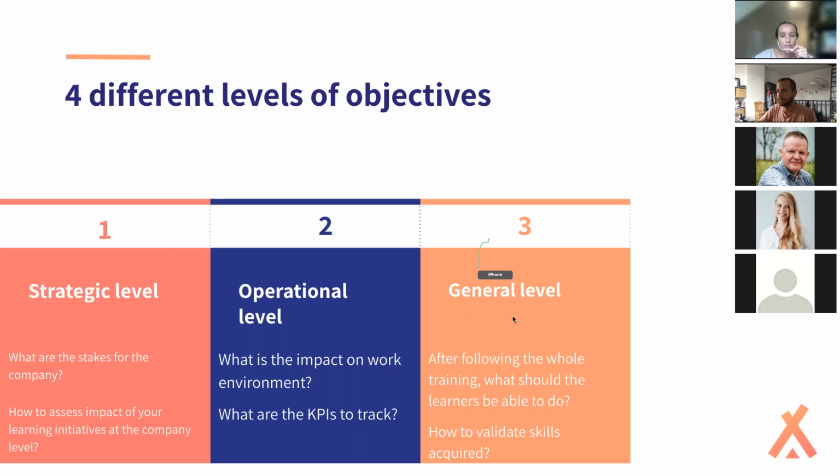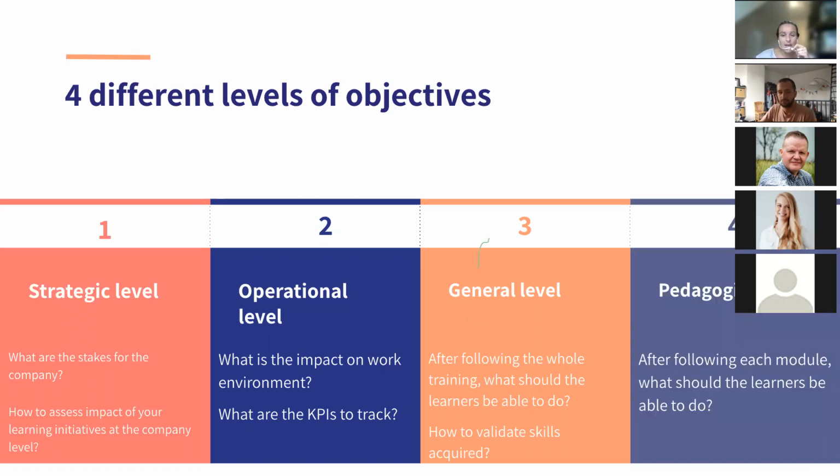And then you have the fourth level, which is more related to the activities you will add in this program. After following each module, what should the learners be able to do? Those questions are really important, and they will drive the building of your program. We create those objectives based on the Bloom taxonomy, which is very helpful to structure your objectives, because it uses action verbs and gives you the insights to identify those objectives.